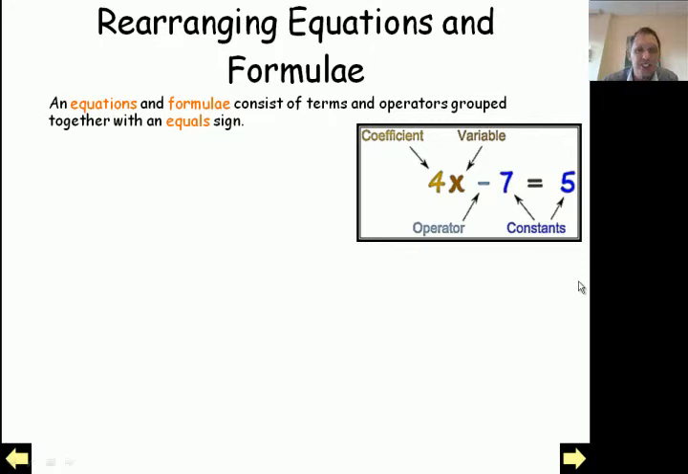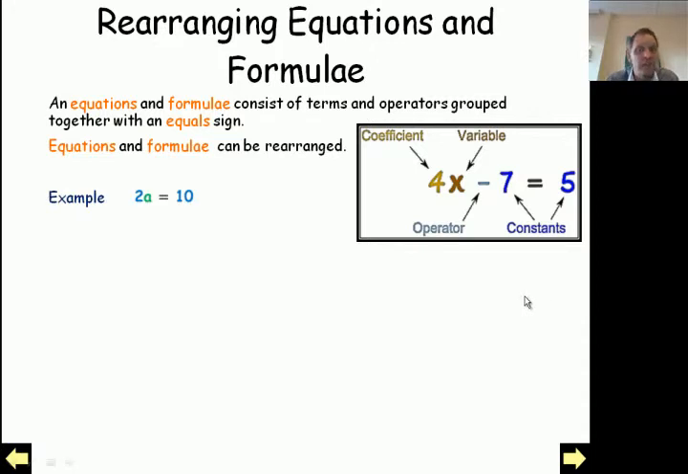So we've seen equations and we've seen formulae before, where this is literally a sum with an equal sign where one side equals the other, and there's a bit of algebra in there as well. But when it comes to equations and formulae, we can actually manipulate these. We can actually rearrange them to help us solve the value, find out the value of our unknown, our letter.